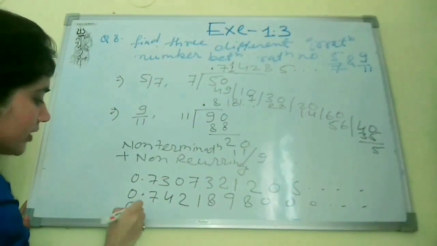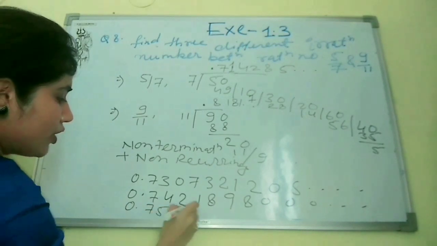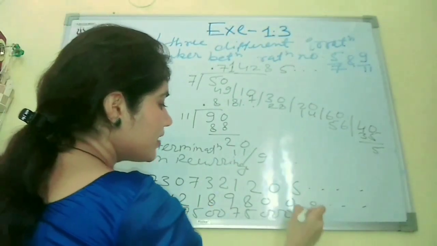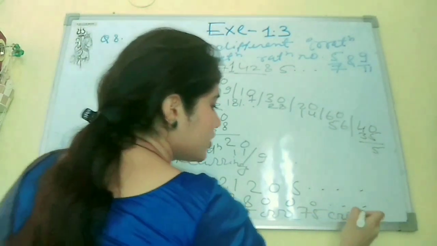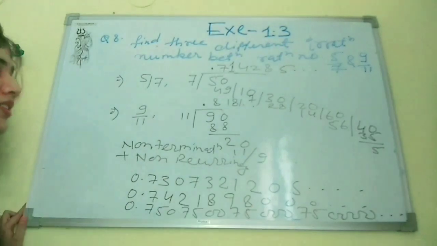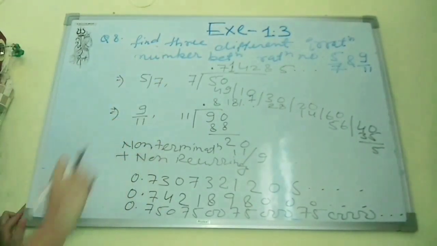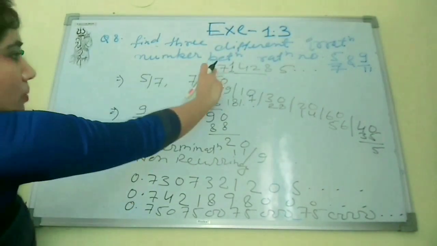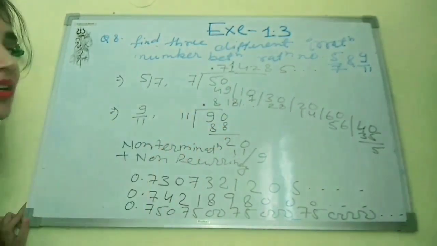Other number 0.750, 7500, 75000, and so on, infinite times. So these are the three numbers between these two numbers. But you can take any number, but it should follow this condition. And it should be between 0.71 and 0.81.